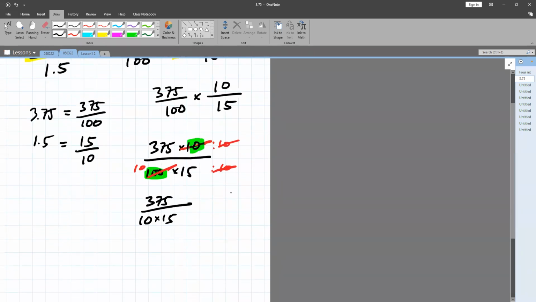Now you see, for example, if you have 375 and then 15, they are divisible by 5. So you can simplify bit by bit, for example, by dividing by 5 and 5. So what is 15 divided by 5? 15 divided by 5 is 3. Now, what is 375 divided by 5? 73. No, almost correct.